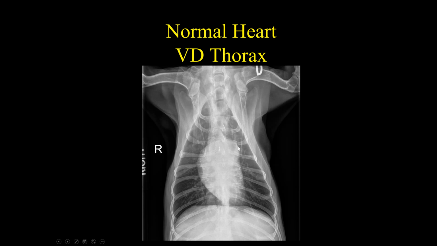So again, if you look, it kind of looks bulgy right here on this dog at the 1 o'clock position on the VD view. And then you should know, you think, well, what lives there on the VD view at the 1 o'clock position? And what lives there is the main pulmonary artery segment. So this dog might have mild enlargement of his main pulmonary artery. And there's diseases that will cause that.